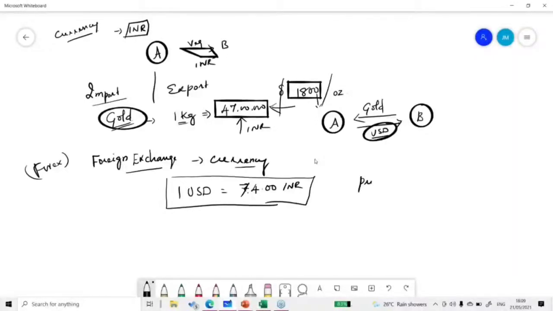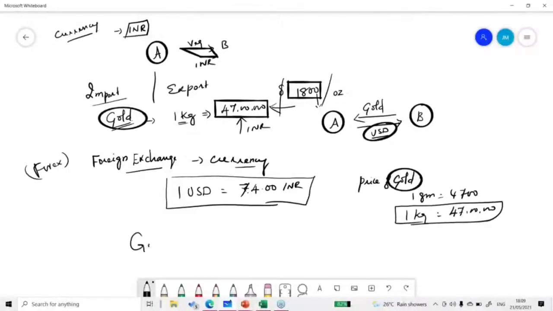Now I have to say 1 gram equal to 4,700 rupees, or 1 kg equal to 47 lakhs. And this is what we quote. Here I don't understand what this 1 kg is. Am I talking about gold price? Gold is written somewhere. Instead, I am going to write what it is: gold equal to 4,700. I cannot write only the numbers. I need to write the price quote also. I have to say 4,700 per gram.